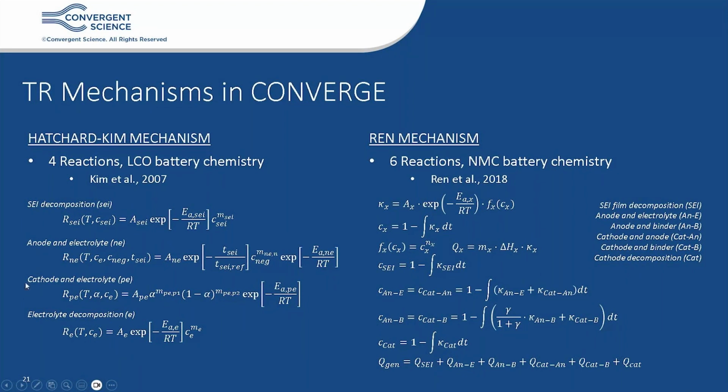We have one that models reaction between the cathode and the electrolyte. And then we have one that models the electrolyte decomposition process. The Wren mechanism has some extra binder-related reaction rates. If you look at the format of these reaction rates, they're very similar to the Arrhenius format we typically come across for fuel oxidation problems.